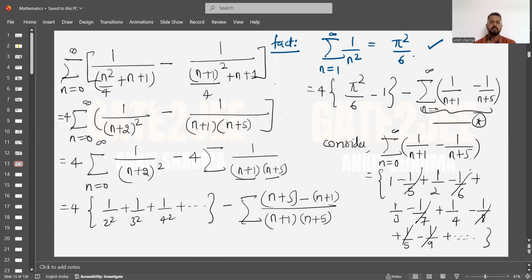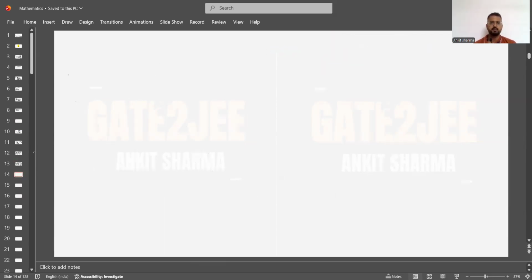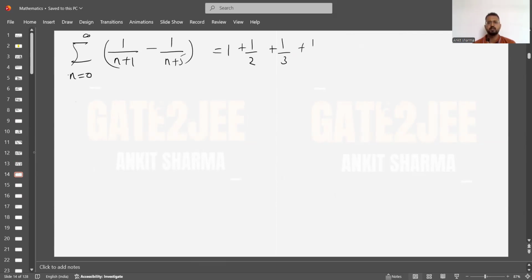So that means I get here the series n equal to 0 to infinity of 1 over n plus 1 minus 1 over n plus 5, which gives me 1 plus 1 over 2 plus 1 over 3 plus 1 over 4. So the LCM turns out to be 12. I can just simply write there (12 plus 6 plus 4 plus 3) over 12. So this gives me 12 plus 6, 18, plus 4, 22, plus 3, 25 over 12. And now I can just write down all these things here.